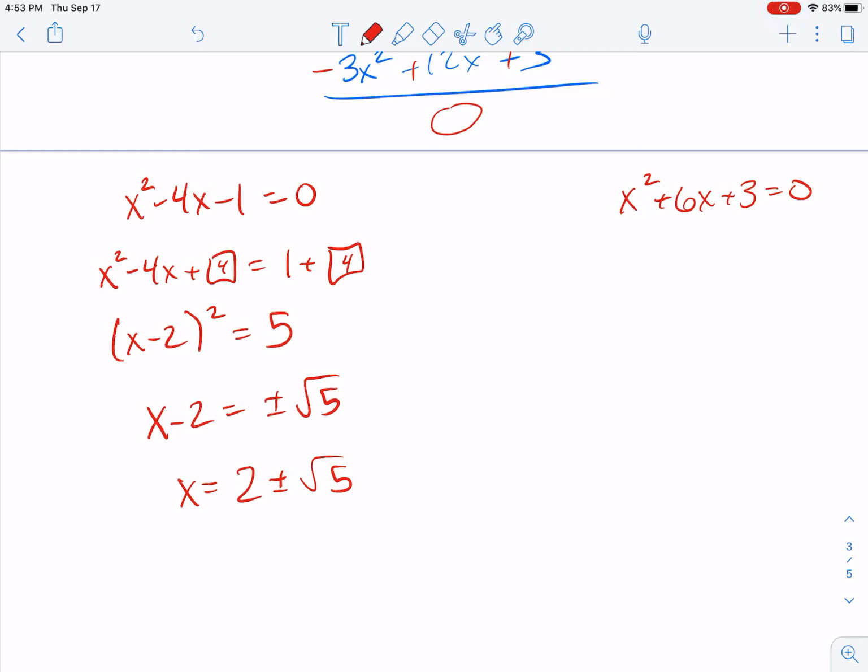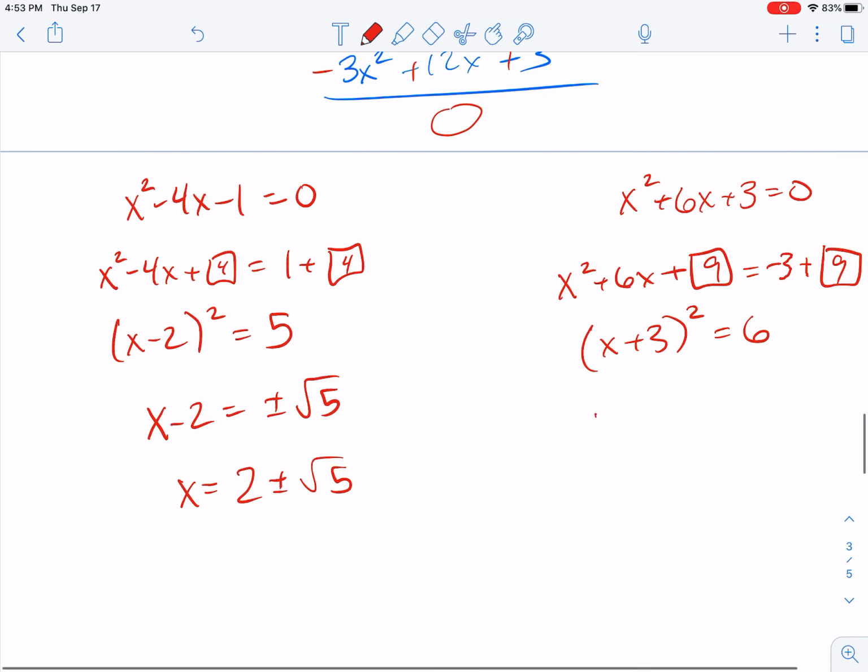The other half comes from over here. So now I have x squared plus 6x plus a box equals negative 3 plus a box. And this becomes x plus 3 squared. Half of 6 was 3. 3 squared is 9. That's a 9. This is equal to a 6. Square root, plus minus. And I get that x is equal to negative 3 plus or minus root 6.